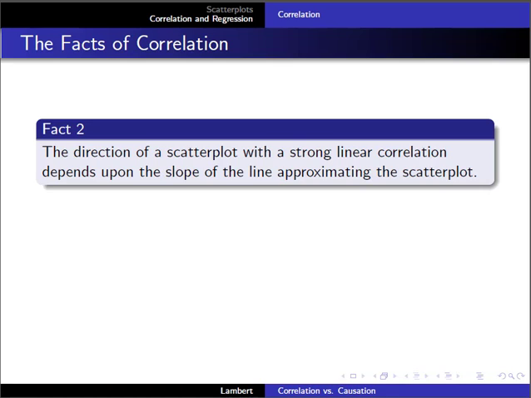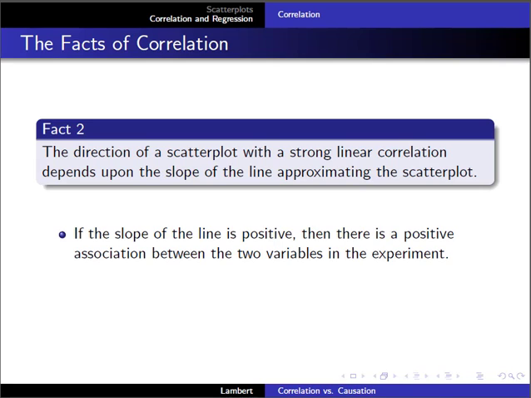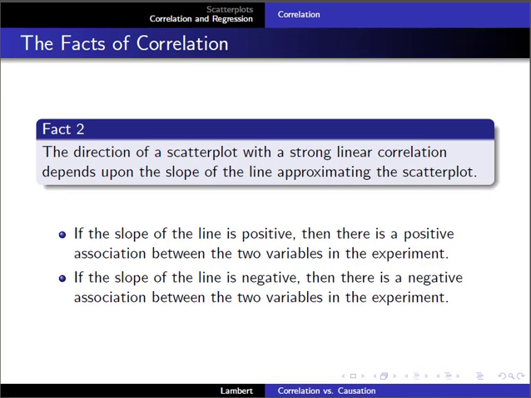So, second fact, when you're talking about the direction of a scatter plot with strong linear correlation, the direction will always depend upon the slope. And what do we mean by that? The slope, if you're reading the graph from left to right, if the graph is going up as you go from left to right, it's going to be a positive slope. If it's going down as you go from left to right, that's going to be a negative slope. So if the slope of the line is positive, meaning going up as you read the graph from left to right, there's a positive association. If the slope of the line is negative, then there's a negative association between the two variables. Meaning negative slope, meaning once again as you read the graph from left to right, you see the graph falling down.